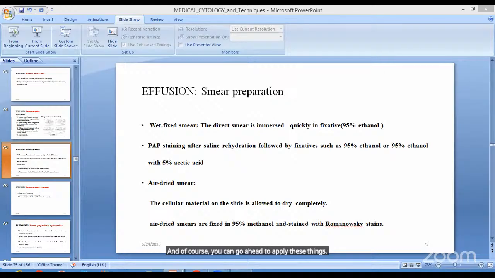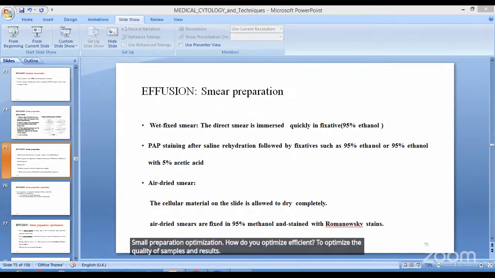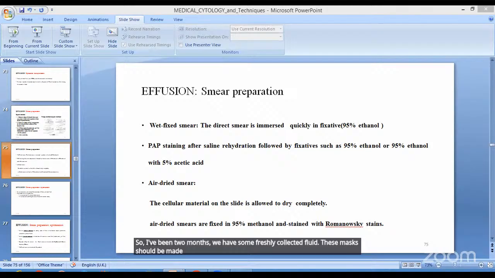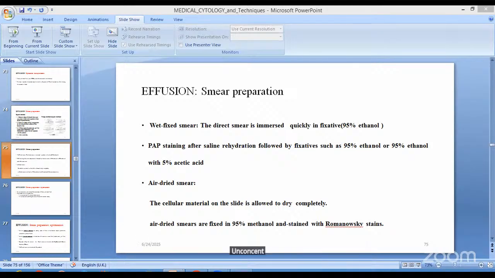Smear preparation optimization. How do you optimize effusion? To optimize the quality of samples and results, submit 2 or more smears of freshly collected fluid. These smears should be made from unconcentrated fluid, which is called direct smear, and concentrated smear, which is centrifuge smear. You make the smear from the sediment.